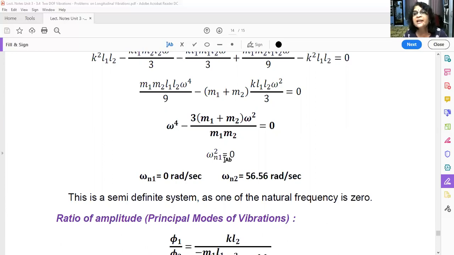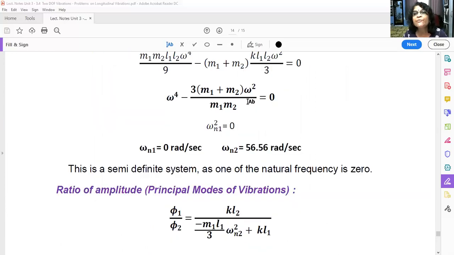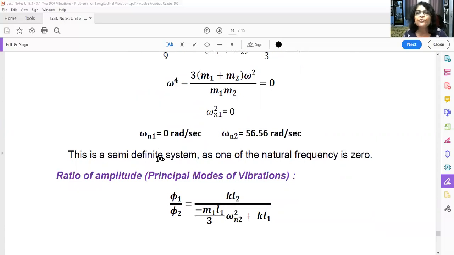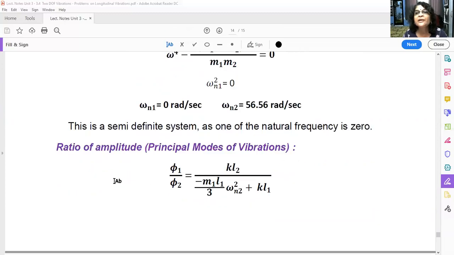And the second natural frequency, by equating these two, will be omega square is equal to, taken on that side, (3 m1 plus m2) upon m1 into m2. So when you put the value of m1, m2, you will get omega n2, that is 56.56 radian per second, and omega n1 is 0. So what is the type of system? This is a semi-definite system because one of the natural frequencies is 0.